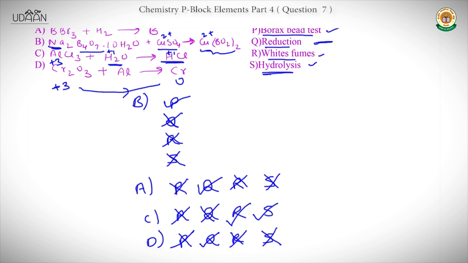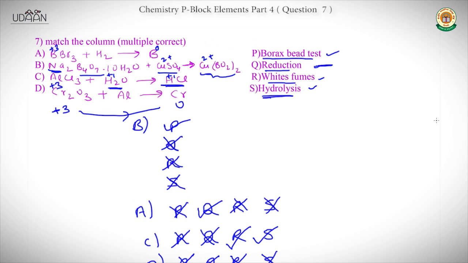So in this way we can see that when the match the column question has multiple correct options, we have to check every option, because the chances of error in such questions are very high. So we have to write all the options and cut it and tick it. That's the only way to get the answer correct.